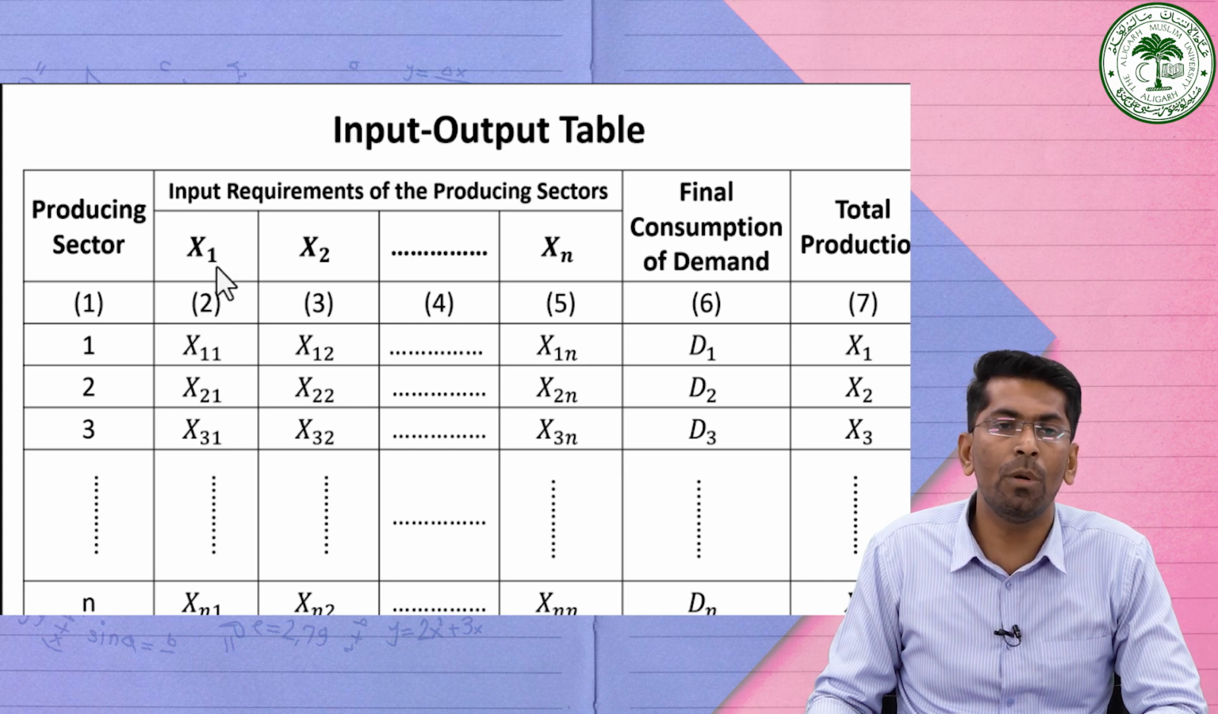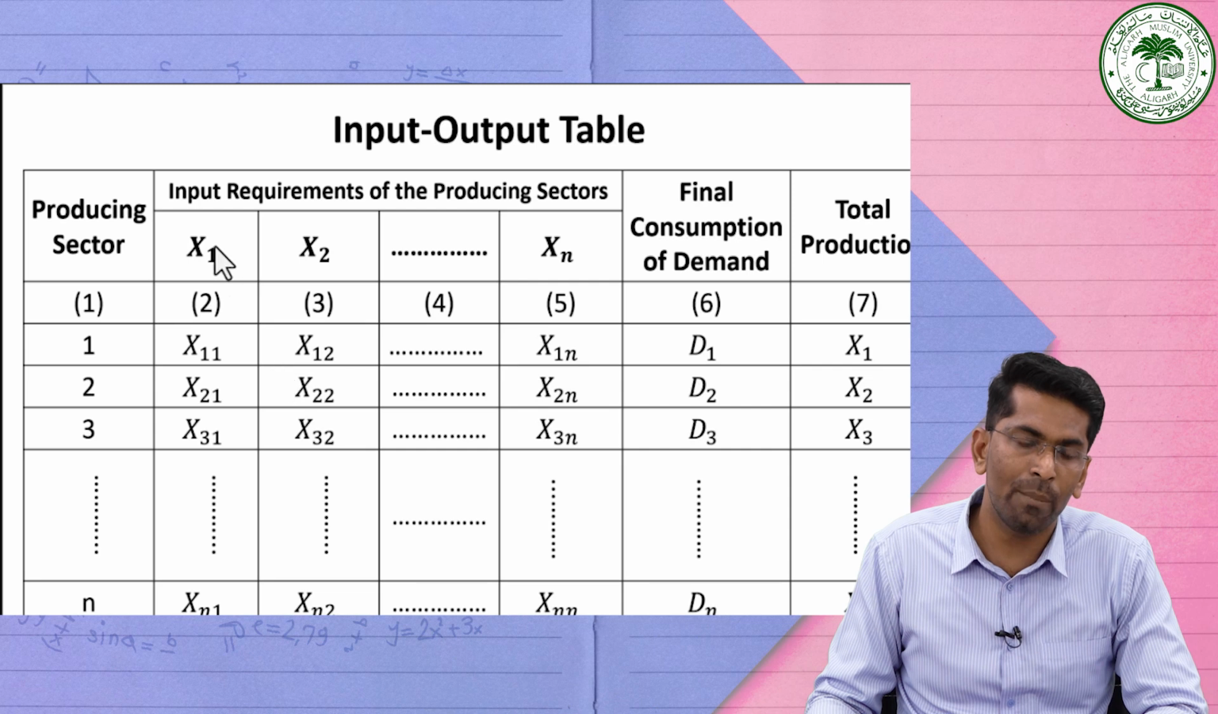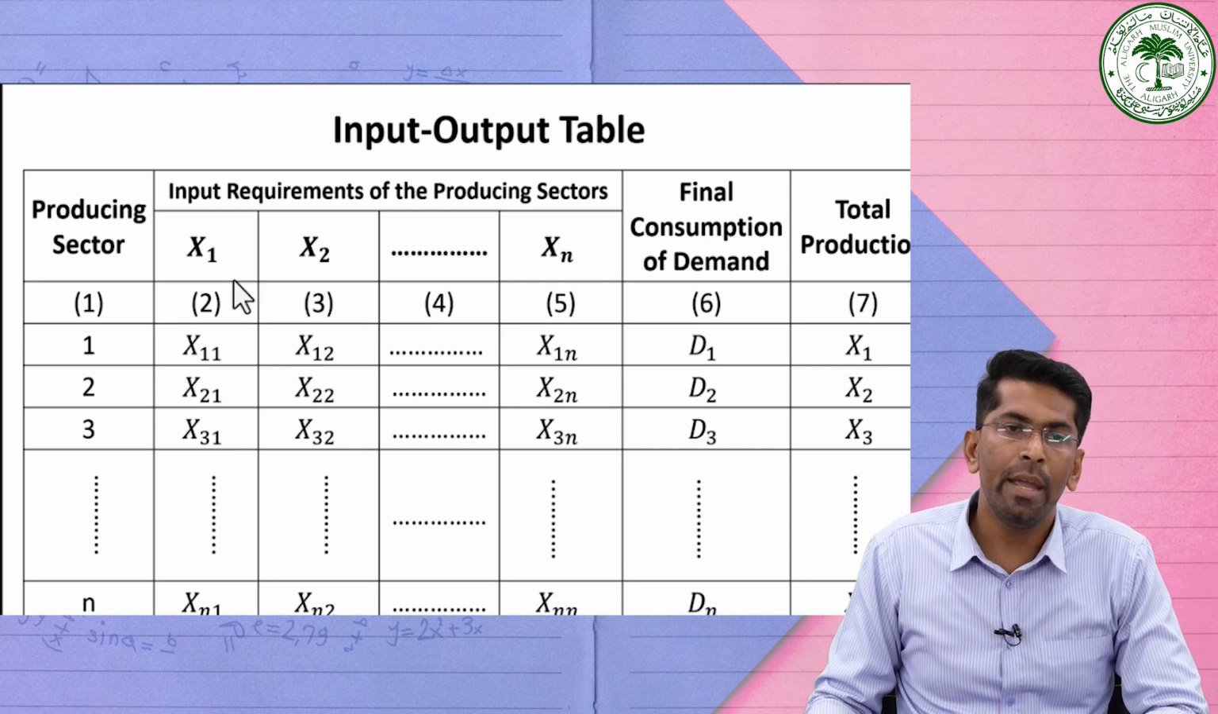How is the output of X1 produced? Otherwise, we can ask what the input requirements are. What are the inputs used for producing X1? The first producing sector has used X11, X21, X31, up to Xn1 amount of input from industry 1, industry 2 and industry 3. So in this way we can interpret.